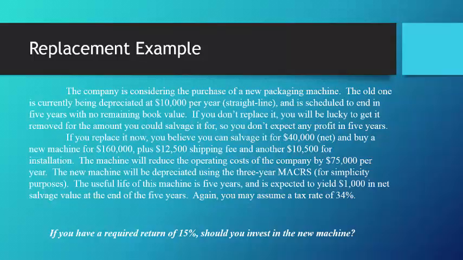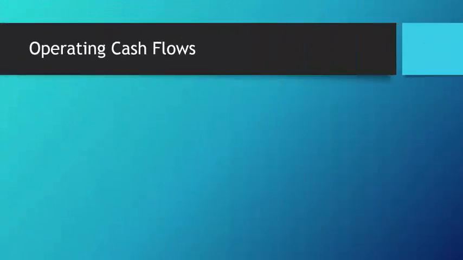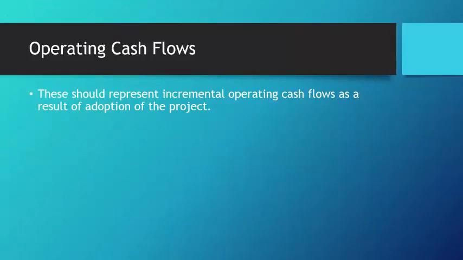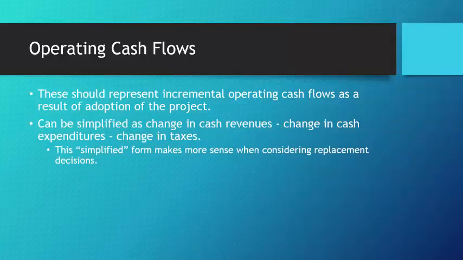So let me again reiterate what the operating cash flow should contain. So bear with me as we hit that. Operating cash flow represents the incremental operating cash flow as a result of the adoption of the project. And again, in our new project, totally everything was incremental. In this instance, it's not. We're just looking at the difference. What difference would there be in adopting versus not adopting?